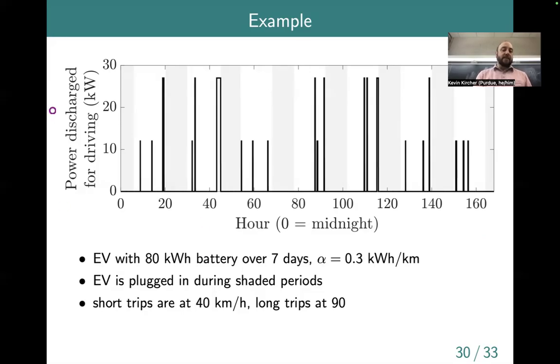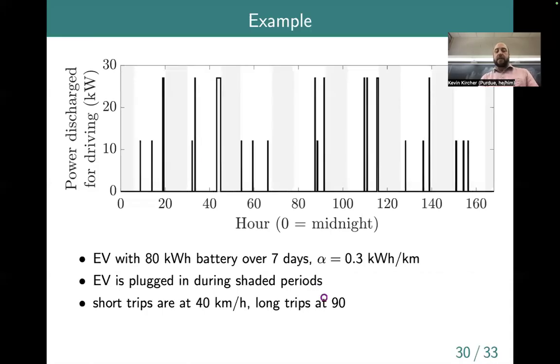And then on the vertical axis, we have the power that we're discharging for driving. We talked about this thing we called alpha, the energy intensity of driving, which would be an energy per distance, kilowatt hour per kilometer, something like that. And we talked about how that's related to the distance that you drive, but also a function of the vehicle, the speed that you're driving, all sorts of things like that. So what's shown here is the power that is discharged as we're driving around. Here, the short trips, like these little guys, I assume that they are done at 40 kilometers per hour, which I think is about 25 miles an hour.